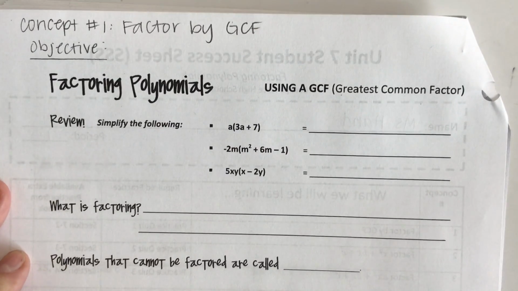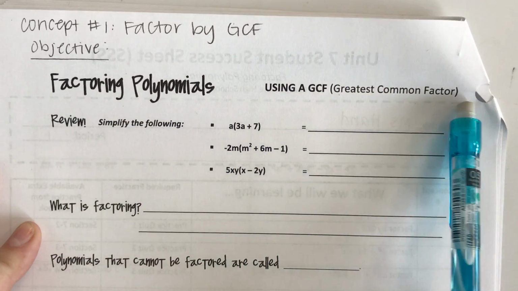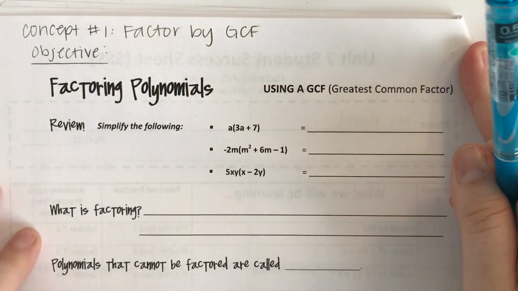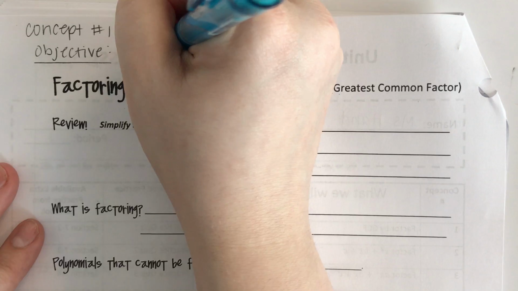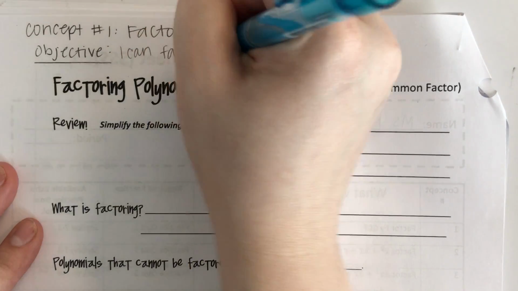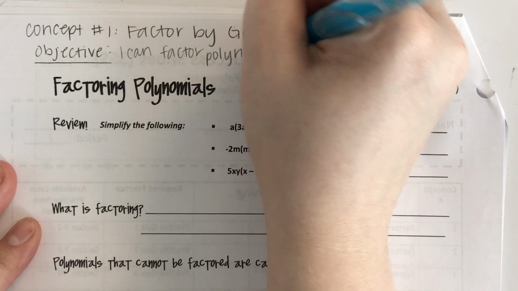Okay, so concept number 1 is all about factoring by GCF, and GCF stands for greatest common factor. Okay, so our objective for this lesson is I can factor polynomials. Make sure you write this down. It's important to know what the goal of this lesson is.